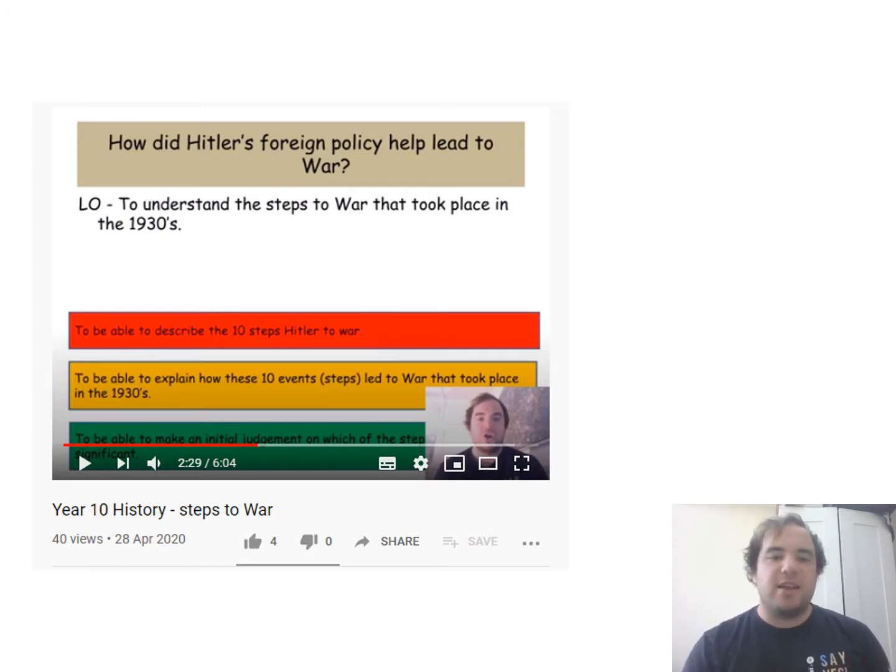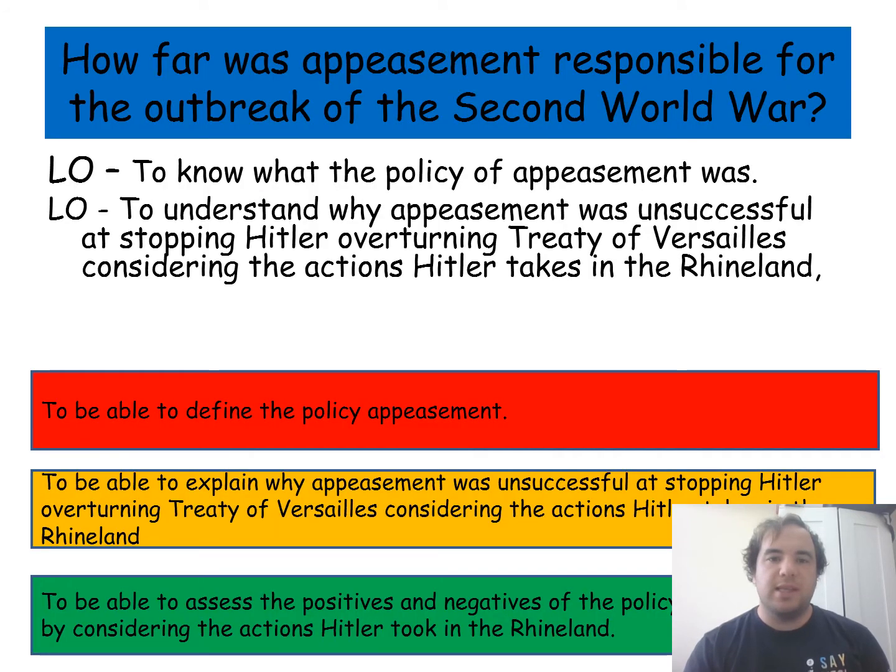And that then ties us nicely into this lesson, which is titled, How Far Was Appeasement Responsible for the Outbreak of the Second World War? Now, we might have to spend a bit of time on this because there are a lot of events connected to this, but we want to first and foremost today know what the policy of appeasement was and to understand why appeasement was unsuccessful at stopping Hitler overturning the Treaty of Versailles, considering in particular the actions he took in the Rhineland. There were other actions that he took that we will look at in subsequent lessons, but today we are just focusing on appeasement and what Hitler did in the Rhineland.